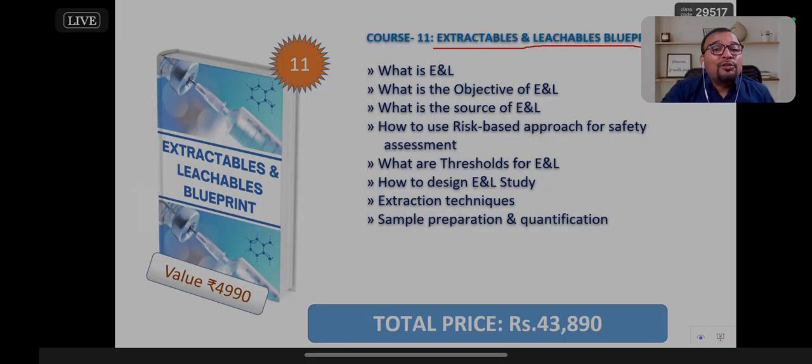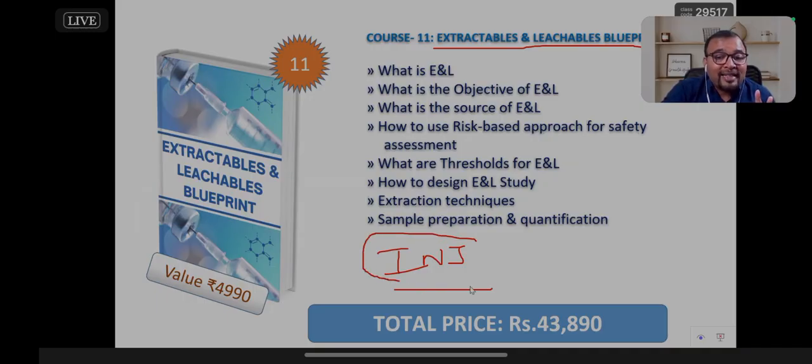Course number 11 talks about extractables and leachables. Now this is one of the huge topics of discussion right now, because if you ask me which is the fastest growing dosage form, that is going to be injectables. Injectables are increasing like crazy, and you must realize the importance of extractable and leachable studies, because injectables need extractables and leachables. So all the requirements are provided in this particular course.